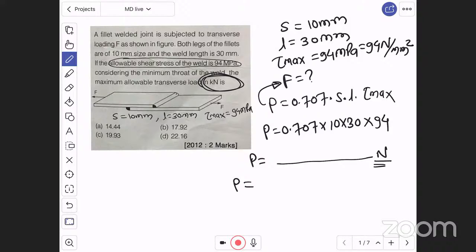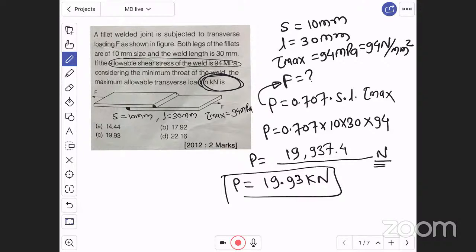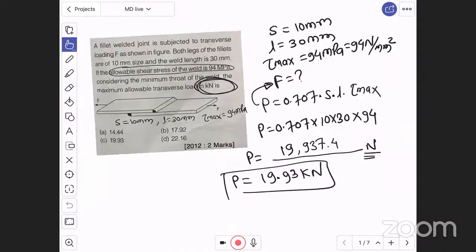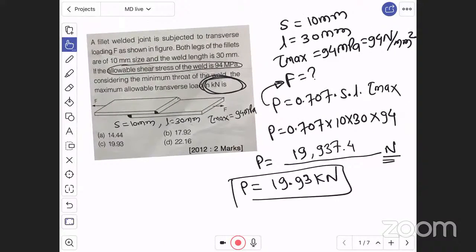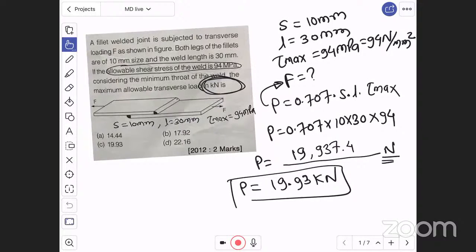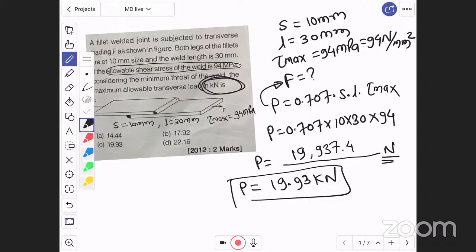किसी ने सॉल्व किया है तो आंसर बताओ. See, I think the answer will come 19937.4 Newton, and our target is to convert into kilonewton. Therefore, it will be 19.93 kilonewton, which is nothing but option C. Look at the options. You will find option C is the correct choice. For this question, option C is 19.93.